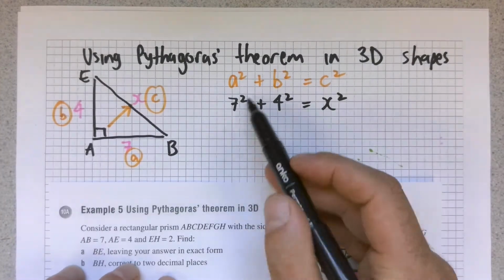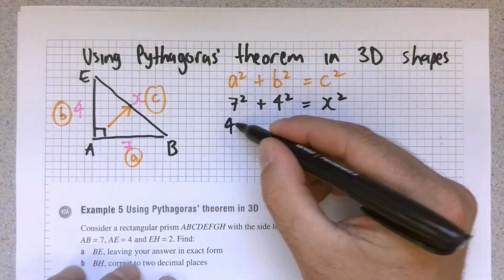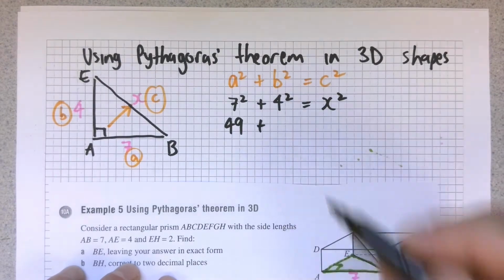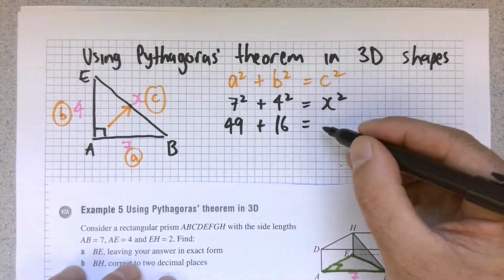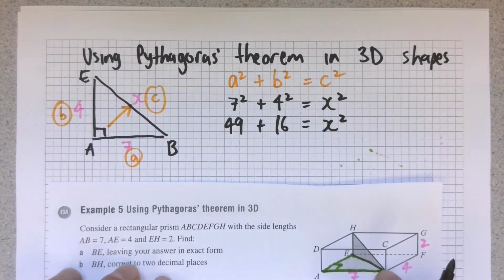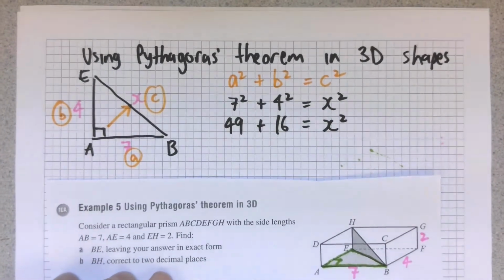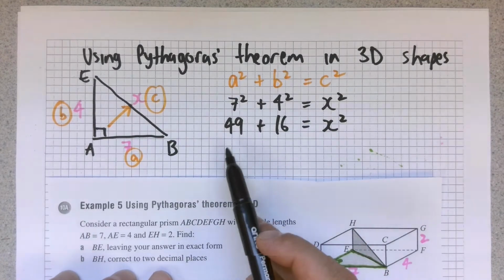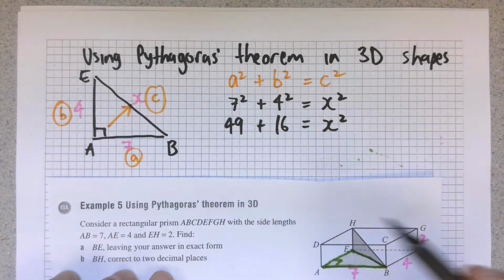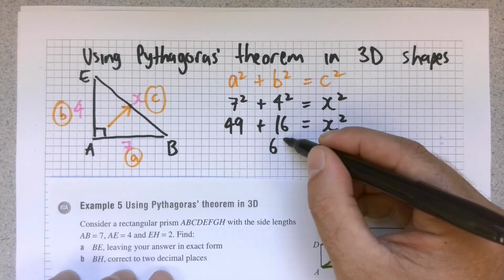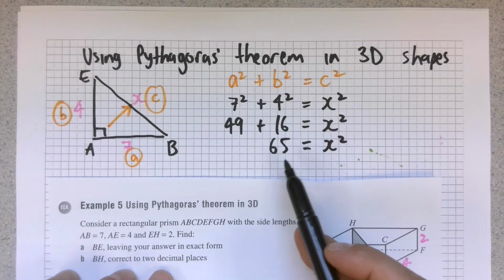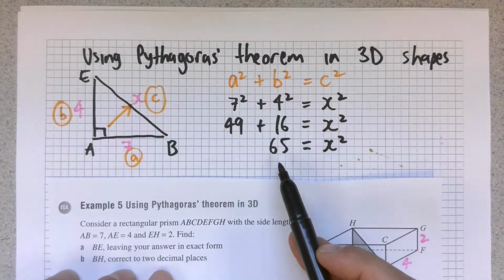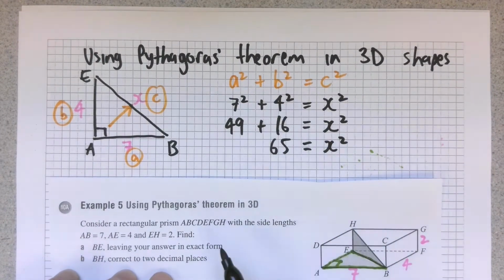7 squared, 7 times 7, is 49. 4 squared, 4 times 4, is 16, and that's equal to X squared. Now I'm going to add these two numbers together. 49 plus 16 is 65. That's equal to X squared. So a number squared is equal to 65. Again, 65 isn't a square number, so it is going to be a decimal, but the question's asking us to leave it in exact form.